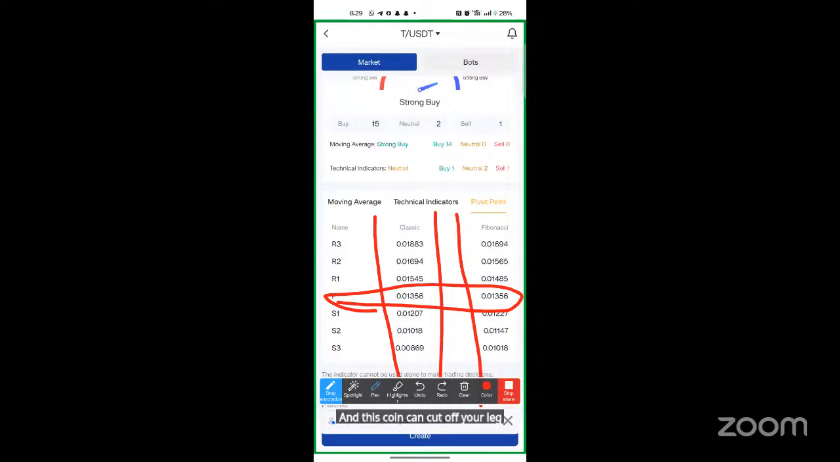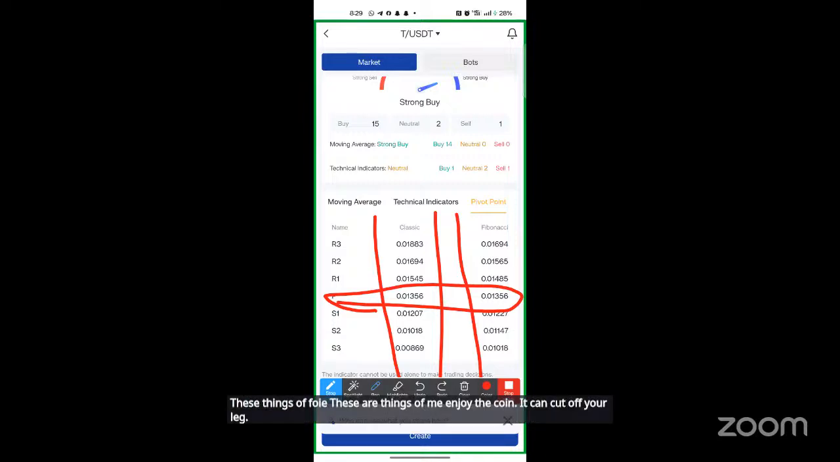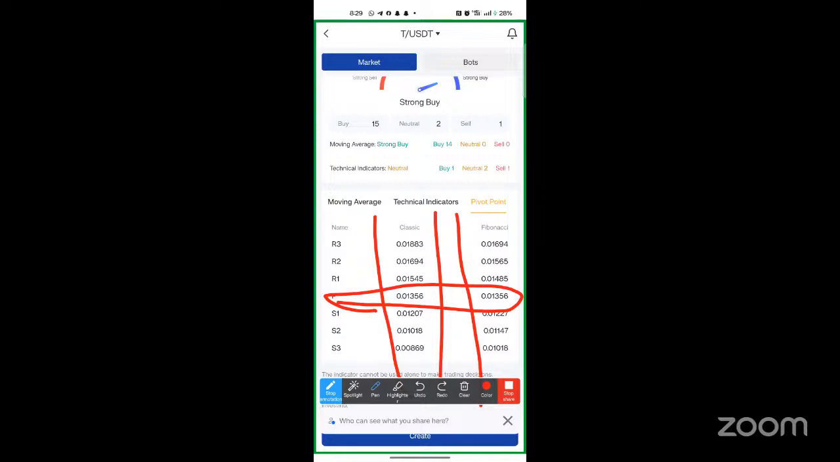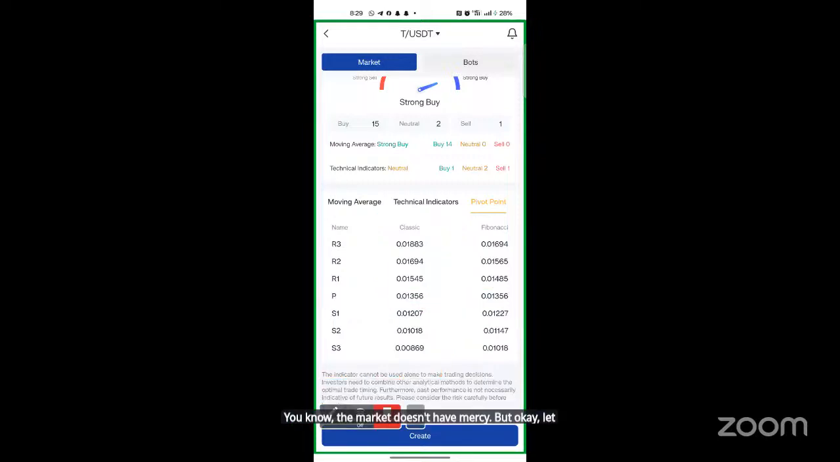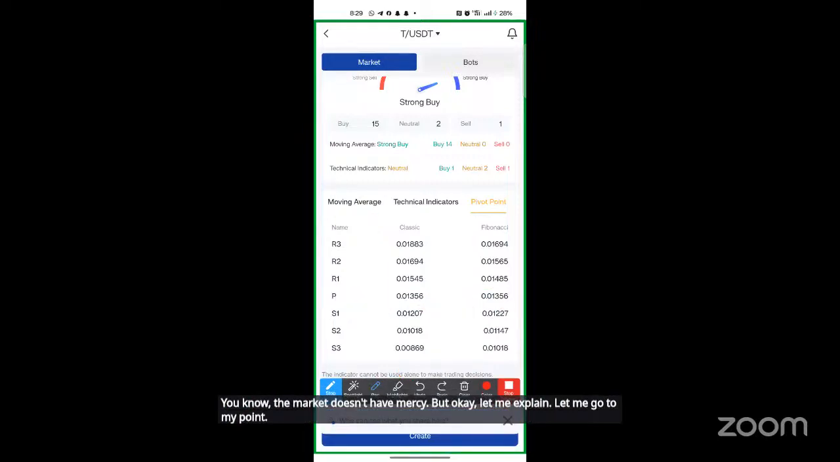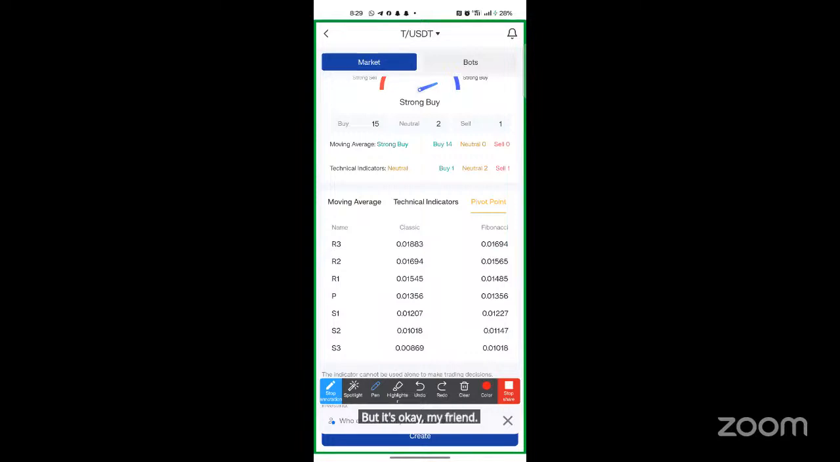Me, I'm telling you, these things of foi, let me enjoy the coin, it can cut off your leg. You know, the market doesn't have mercy. But okay, let me explain. Let me go to my point. But it's okay, my friend. I have no problem with you.